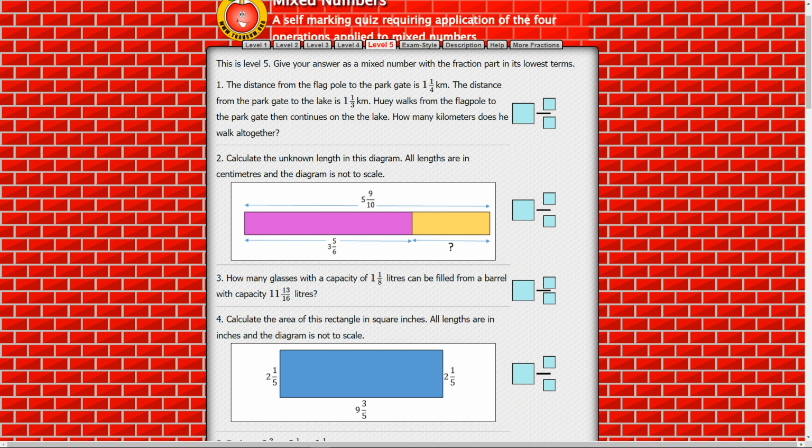Alright, so once you click on the link, you will get to this page over here, which is mixed numbers. Give it a go and try it. Press pause, try a few questions, and then press play.